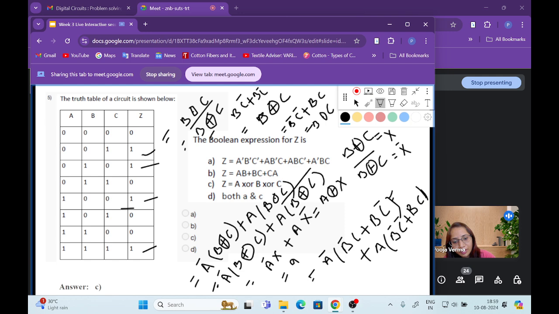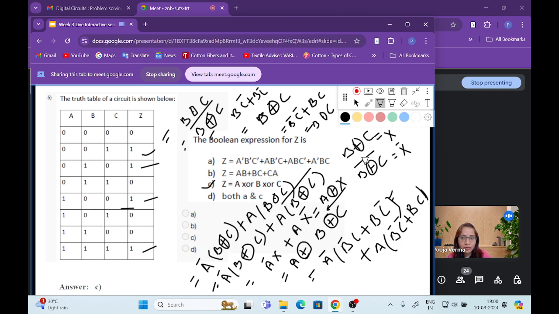Now again put the value of X, that is B XOR C. So what you will get? A XOR B XOR C, right? In place of X. We assumed B XOR C in order to simplify this expression. So what will be the answer for this question? Option C. A XOR B XOR C. Okay. So I hope you have understood this question.